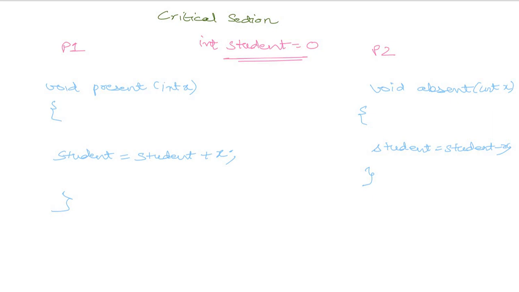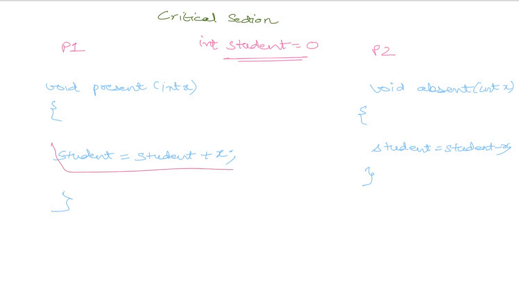So basically, race condition occurs on those variables which are shared among more than one process. So in these processes P1 and P2 we have student as the shared variable. Now what basically is critical section? Critical section is the part of code where we access the shared variable.